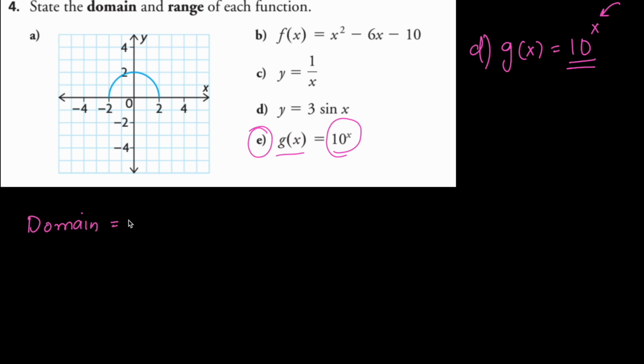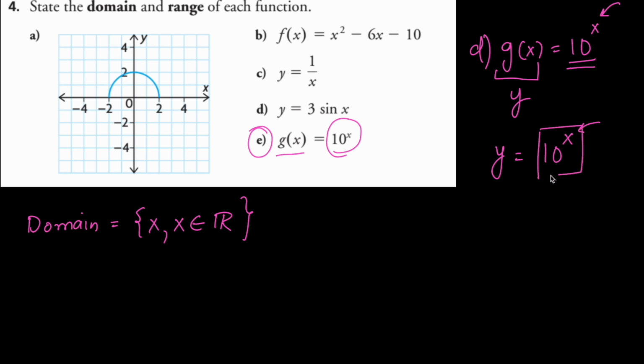No restriction on x. x can be a positive number, can be a negative number, can be a fraction, can be a decimal, can be a rational or irrational number. We do not care. So no restriction on x. But do we have any restriction on y? Let's see. Here, g of x is nothing but your y. Now if I write y equals 10 raised to the power x, I ask you one question. Is there any possible value of x which can make this computation negative?